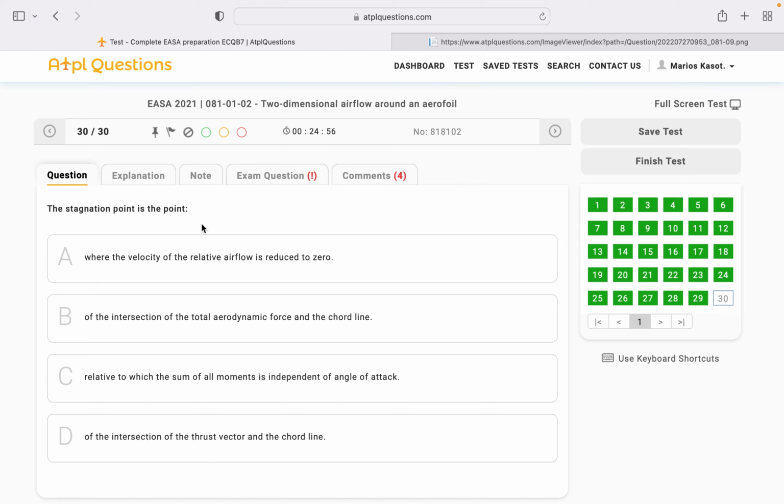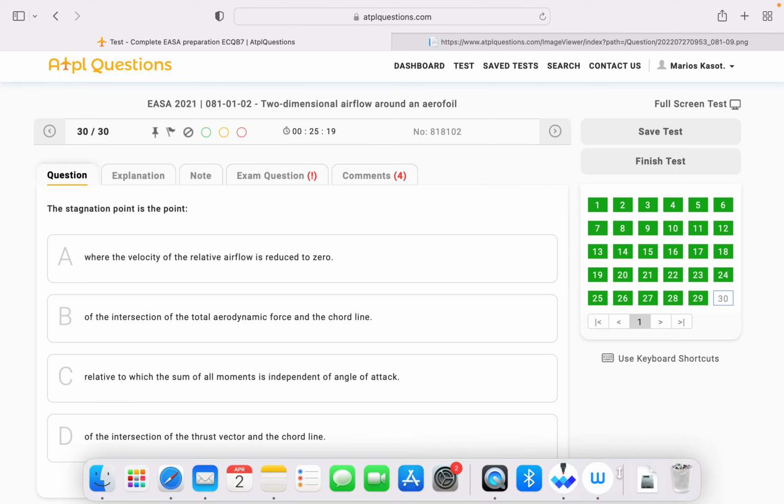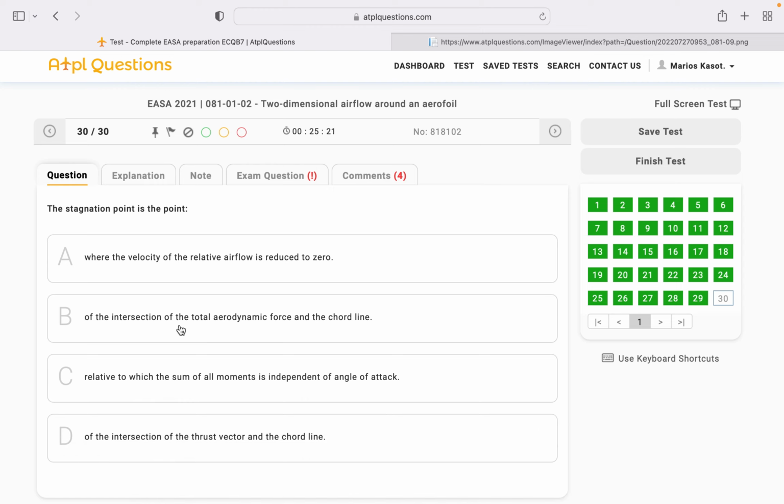The stagnation point is the point where the velocity of the relative airflow is reduced to 0. Sounds perfect. The other options: the intersection of the total aerodynamic force and the curved line, relative to which the sum of all moments is independent of angle of attack, or the intersection of the thrust vector and the curved line. By definition, it is where the velocity of the relative airflow is reduced to 0. Plain and simple.